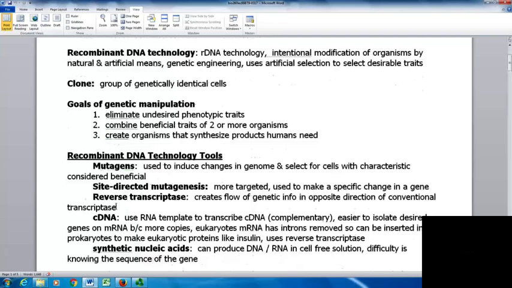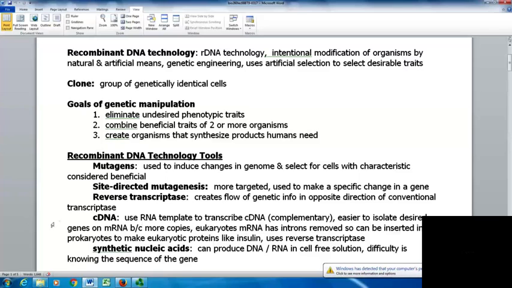When we look at the tools that we use for the recombinant DNA technology, mutagens are important. So while mutagens may be something that you try and avoid for cancer risk or to damage your own DNA, they do serve a purpose in the lab. These are used to induce changes in the genome, and then you can select for cells that are going to have the characteristic you consider beneficial. With site-directed mutagenesis, it's more targeted. You're looking to make specific changes in a gene.